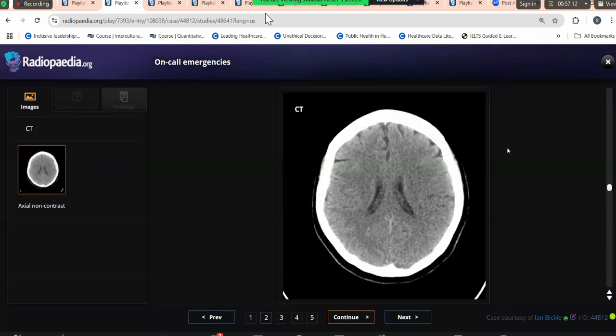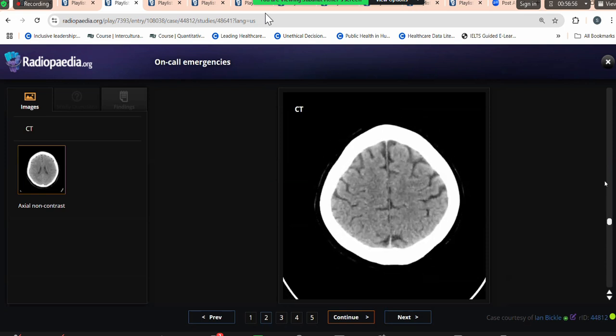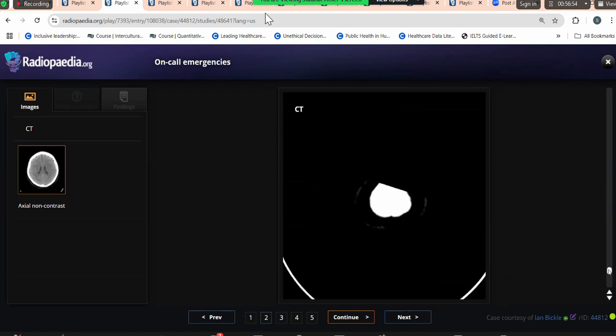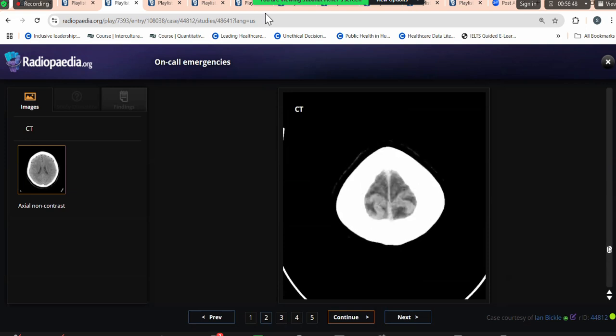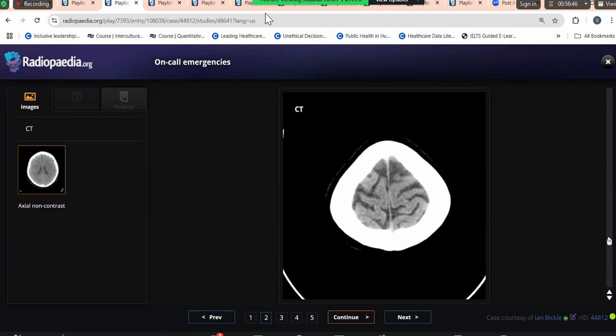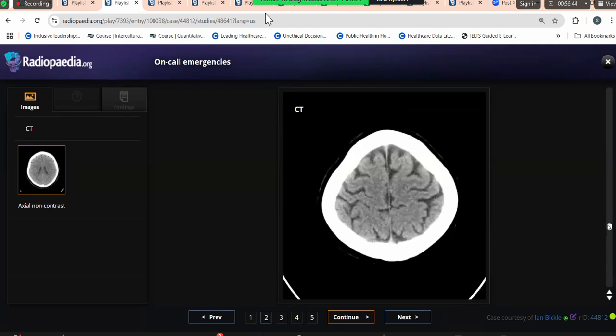So again, this is a CT brain presented from A&E, altered neurological status. I've been presented again with a CT brain axial non-contrast study. I'll be scrolling from top to the bottom. The patient has a neurological deficit on the right side, and has been referred from ER.